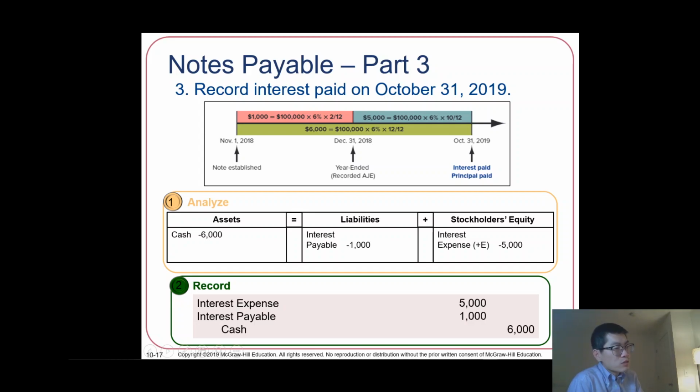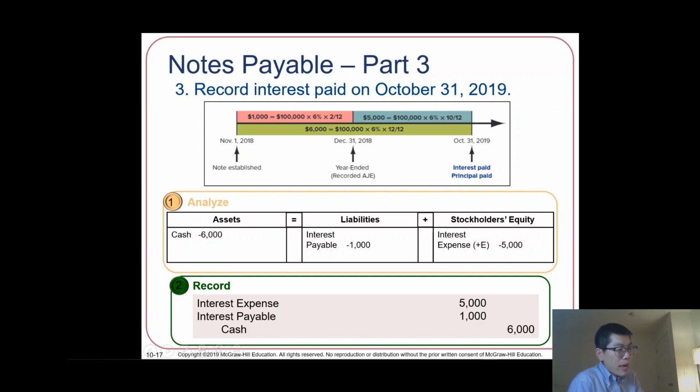Okay, but you see here we have 2 different entries on the debit side. One is interest expense, one is interest payable, and that is because we are making these journal entries on October 31st, 2019, which is in the year of 2019. So we have to recognize the interest expense for this money used during 2019, which is 10 months, right? We used the money for 10 months in 2019. We have to recognize the corresponding expense.